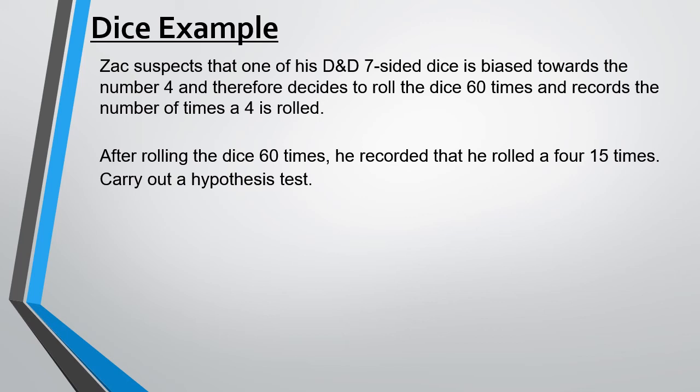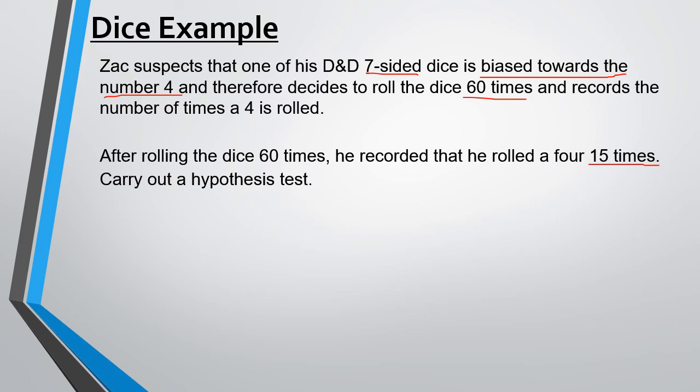Okay, so let's have a read through. Zach and his D&D 7-sided dice. So 7-sided is important, and he's suspecting it's biased towards the number 4. Now that's important, that he is making a hypothesis before he does the experiment, and then he rolls it 60 times and records the number of times a 4 is rolled. After rolling it 60 times, he recorded 4 15 times.